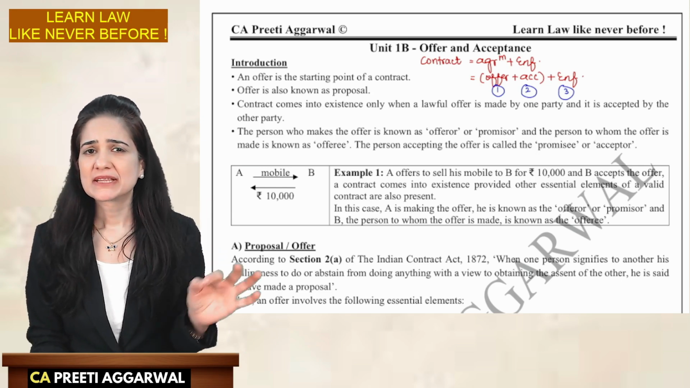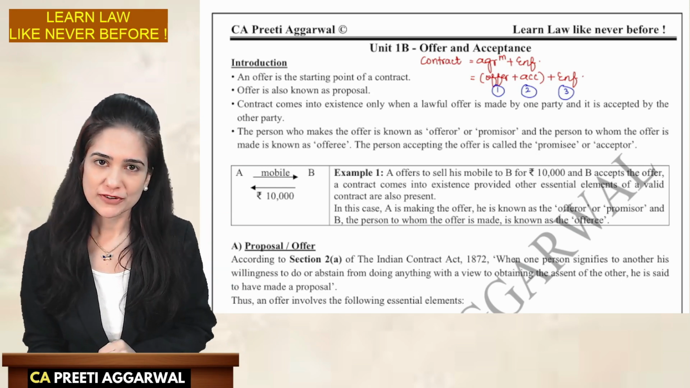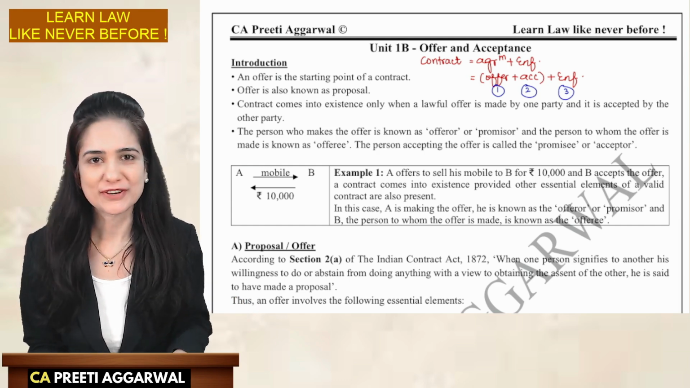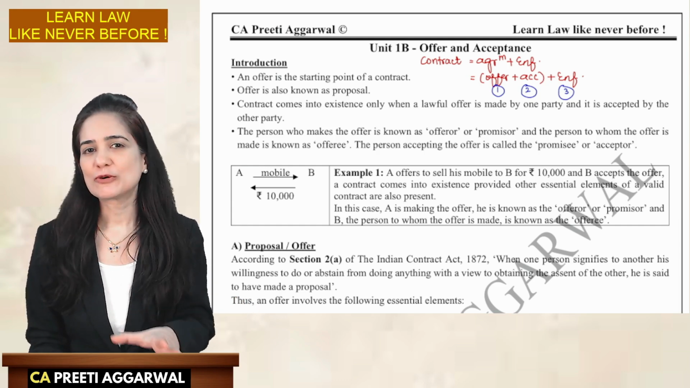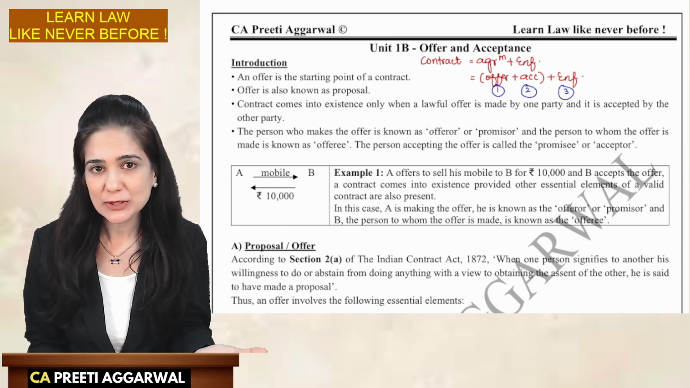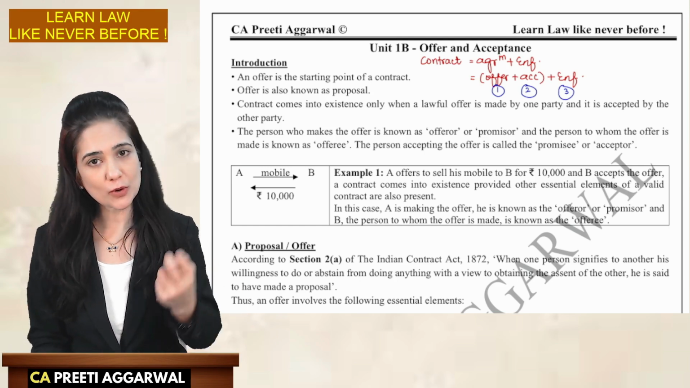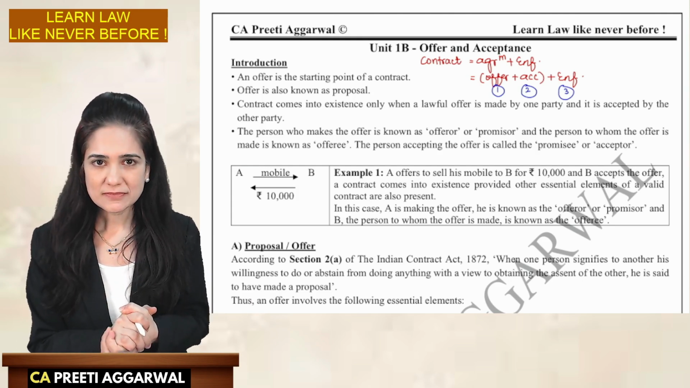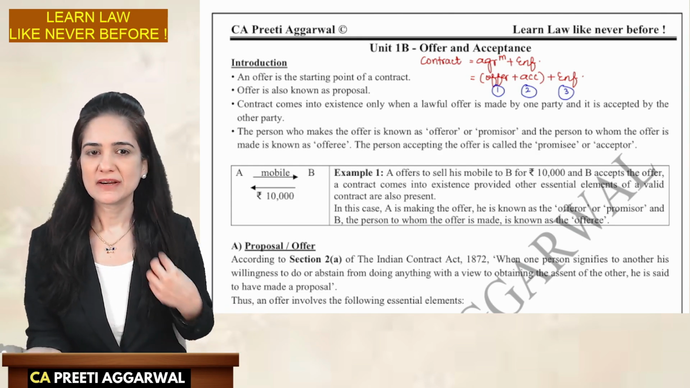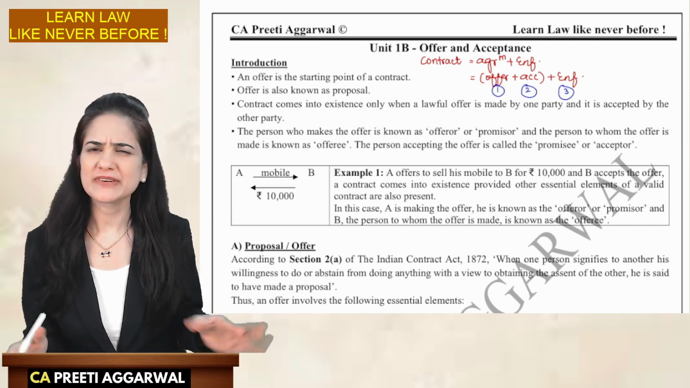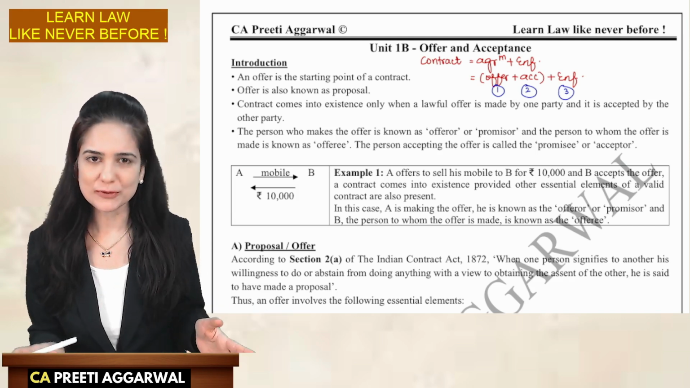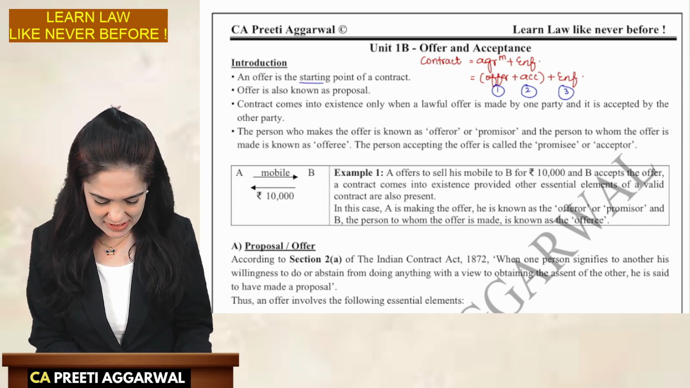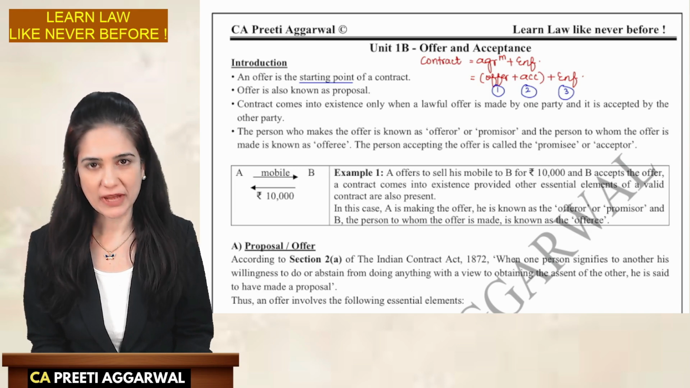Offer is the starting point of contract. No offer, no acceptance, no contract. So I need an offer which will be communicated to the other party. The other party will know about it, they will accept it. We enter into an agreement. If there is enforceability, then it is a valid contract. Otherwise, it's just an agreement having no value in the eyes of law. So, offer is the starting point of contract.